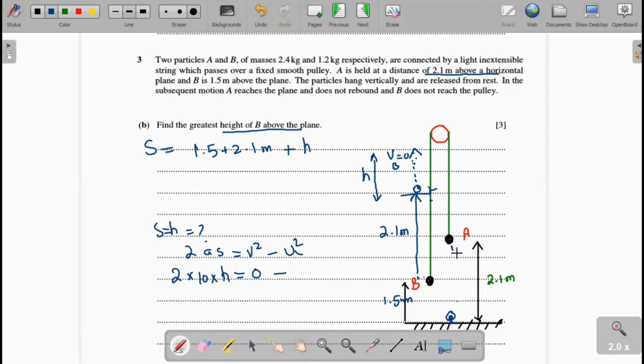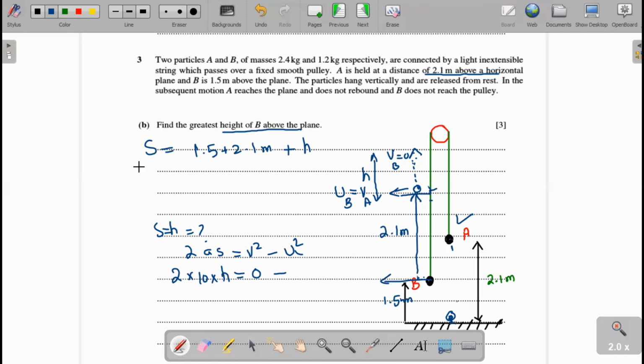we see that the speed at which particle A strikes the ground is equal to the initial speed of particle B when it reaches 2.1 meter above, from this position to that position. Now at this position, the initial speed UB will be equal to VA. Therefore, to find VA, we use this data of the particle A movement in the downward direction.